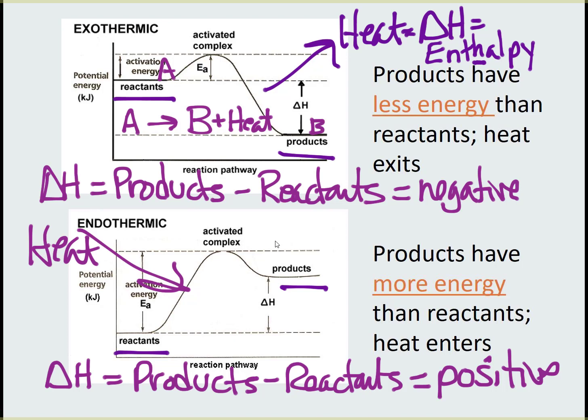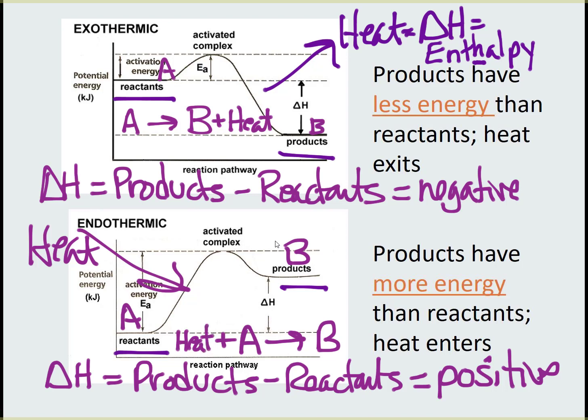So if I were to write a sample reaction for an endothermic reaction, let's say A going to B, where A is my reactant and B is my product, I would put heat on the reactant side because I'm adding heat to my reaction.